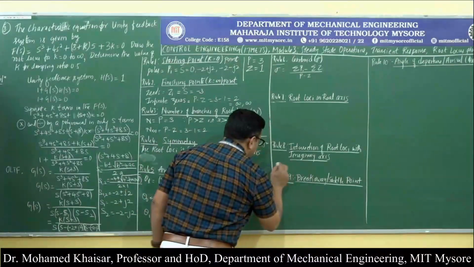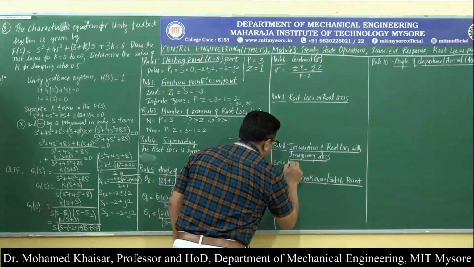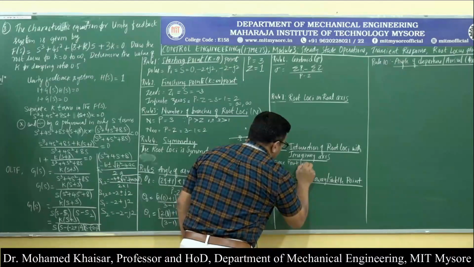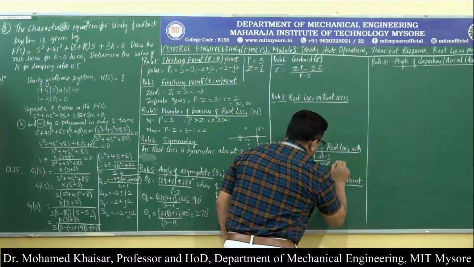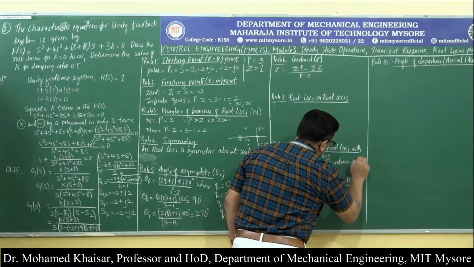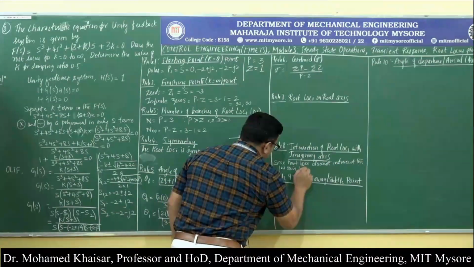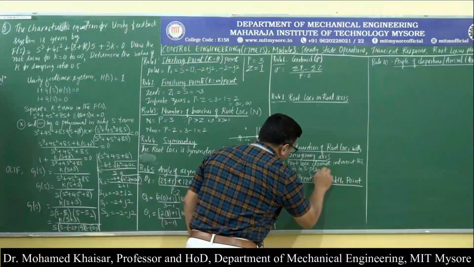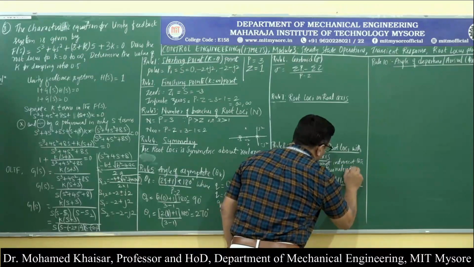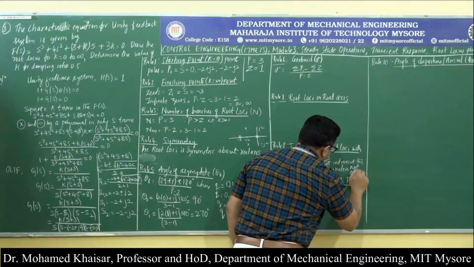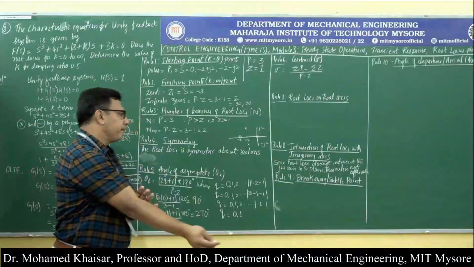So, since the root loci do not intersect the imaginary axis or j omega axis in the S plane, this rule is not applicable. Very important inference to be drawn.